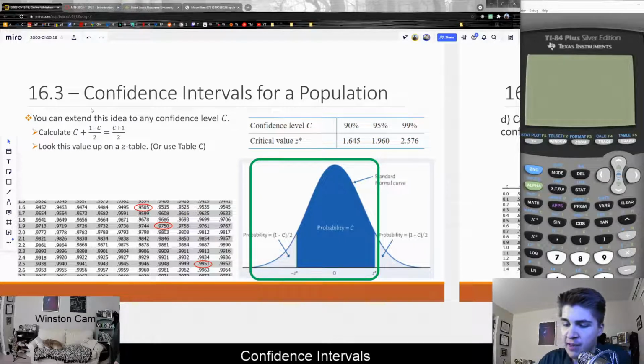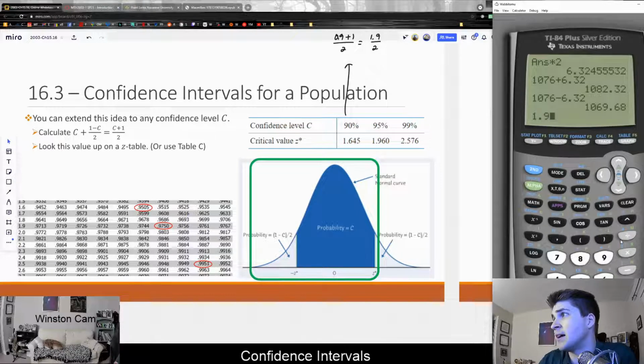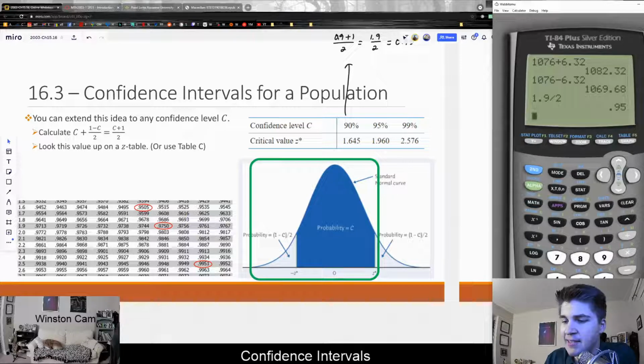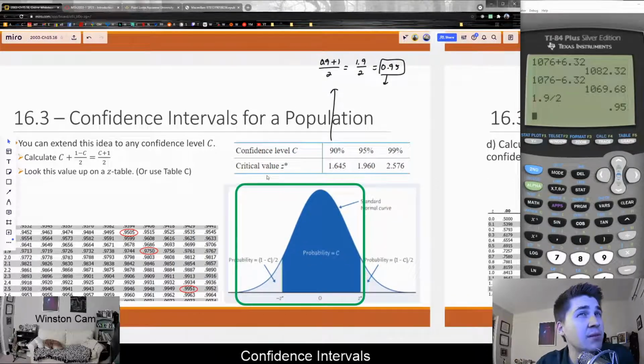Let's say, for example, a 90% confidence interval. I want to figure out the critical value for that. I could plug that into the formula, and I'll talk about why this formula makes sense in a second. That would be 0.9 plus 1 over 2, which gives 1.9 over 2, and 1.9 divided by 2 gives me 95%. This is the cumulative probability that we want to look for if we're using table A. Also, I believe table C in our book has a lookup value for confidence levels and critical values, but I like to use table A and the Z-table to figure this out.